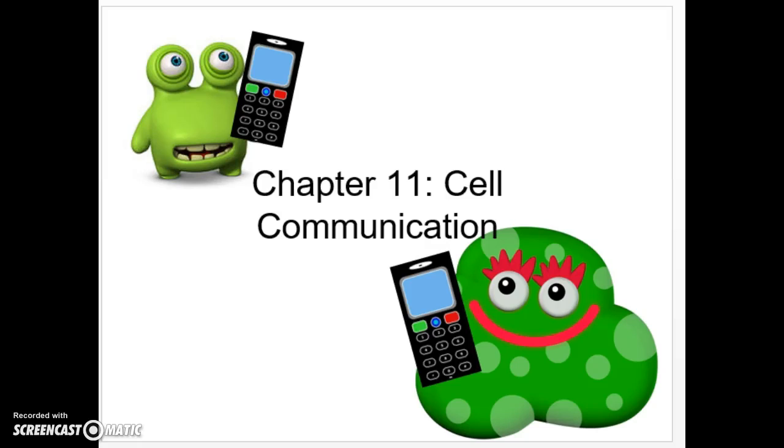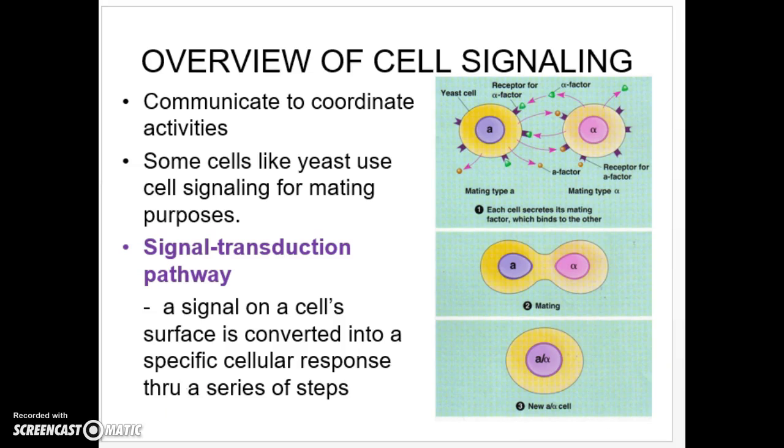So Chapter 11 is on cell communication, and this is part 1 of the lecture. Cell signaling is what we mean when we say cell communication, and its purpose is to coordinate activities between the cells. For example, with the simple organism of yeast, they use cell signaling for mating purposes. And all cell signaling comes down to what we call a signal transduction pathway. A signal on a cell's surface needs to be converted into a response, and that usually is going to occur through a series of steps.